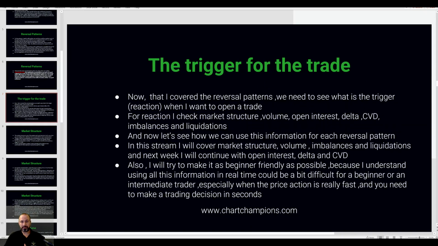The trigger for the trade. This is where it becomes really, really interesting. Now that I've covered the reversal patterns, we need to see what the trigger is, the reaction, when I want to open a trade. For reaction, I check market structure, really important. Market structure, volume, open interest, delta, CVD, imbalances, and liquidations. Those are the main things that I check when I'm looking to enter a trade, for the reaction, for the trigger for that trade. And now let's see how you can use this information for each reversal pattern.